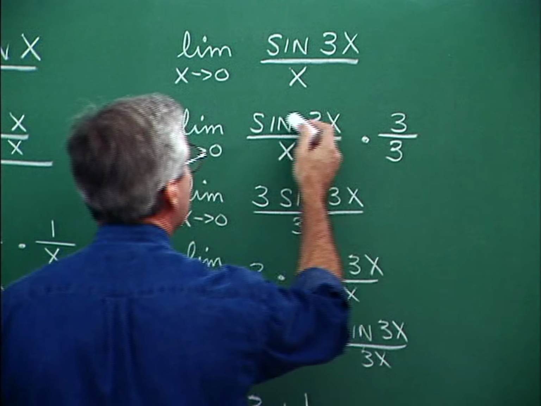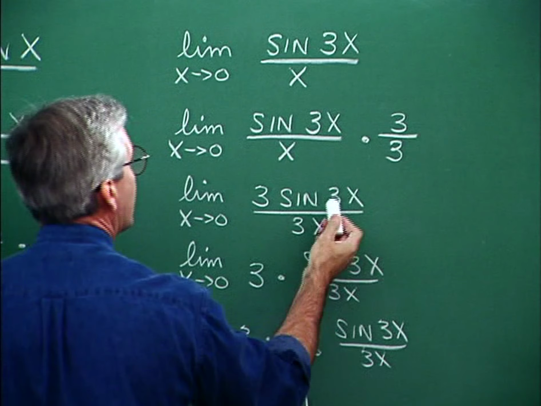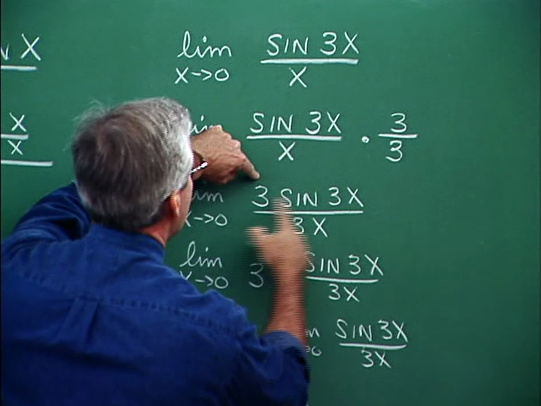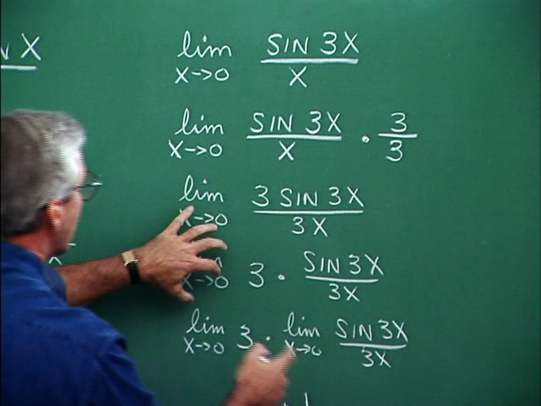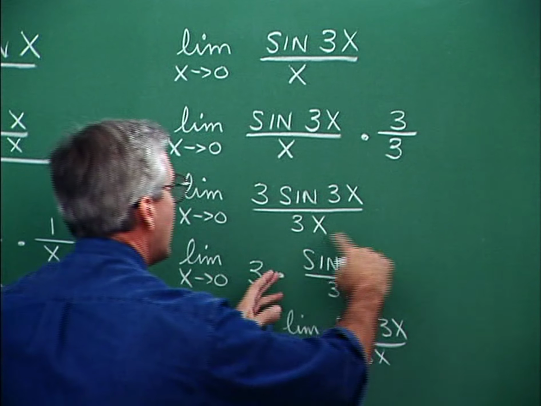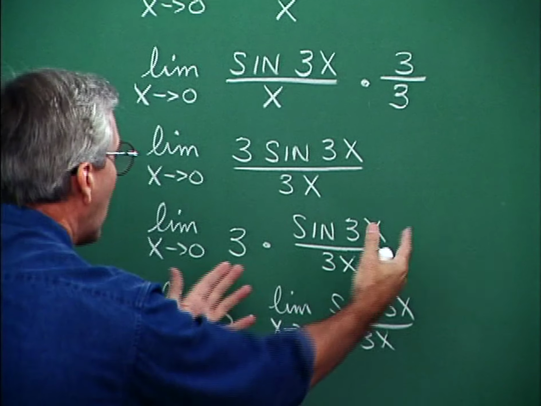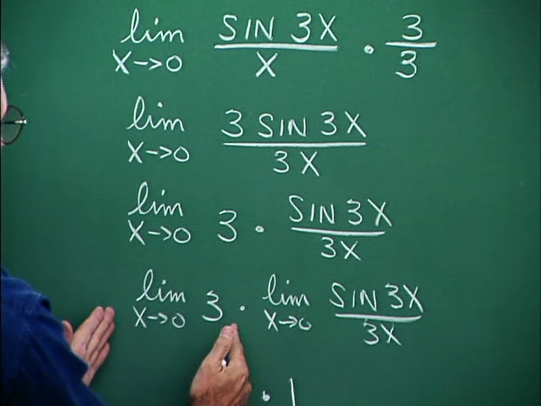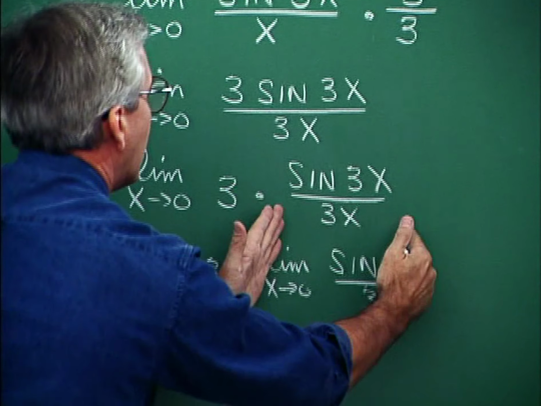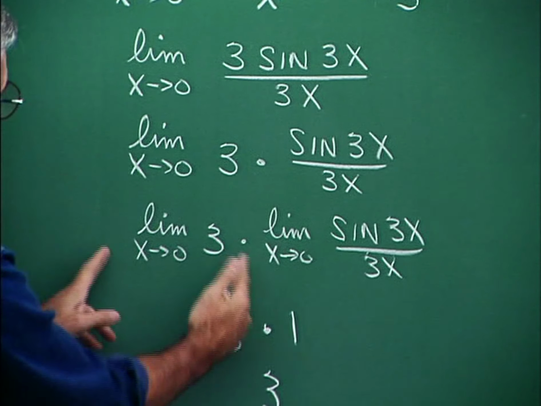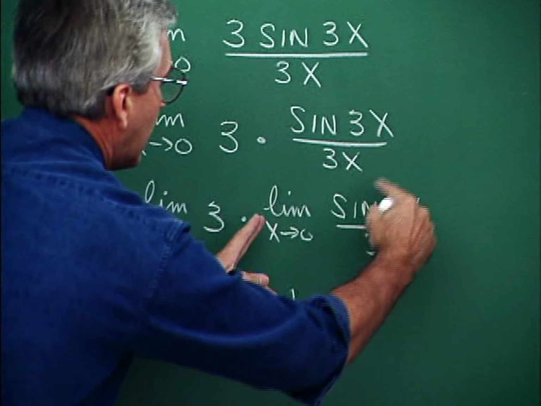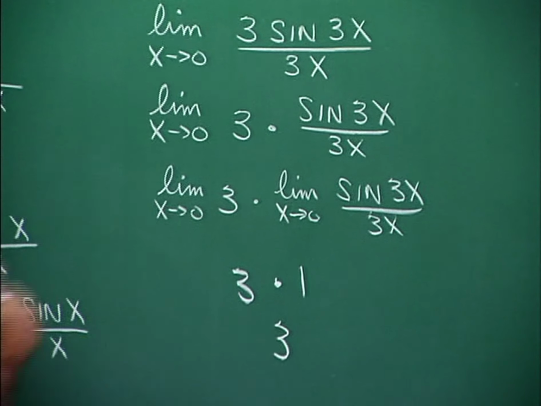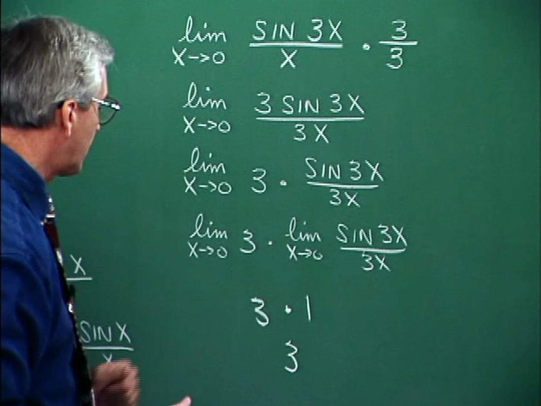And now 3 is a factor in the numerator, so it's 3 sine 3x. In the denominator, 3 times x, 3x. Great. We separate the 3 from the sine 3x. We think of the problem as 3 times the form that we're looking for, and now apply the limit to each of the factors separately, the limit of the constant, and then the limit of this form. The limit of the constant is the constant, and the limit of the form, which we had over here, is 1. So 3 times 1, 3 for the limit of that expression.